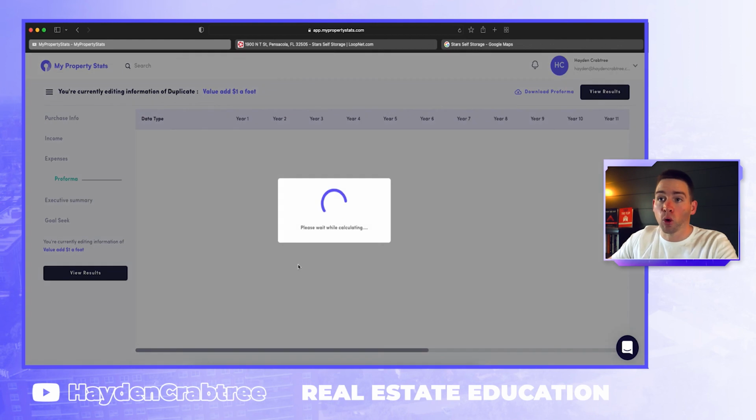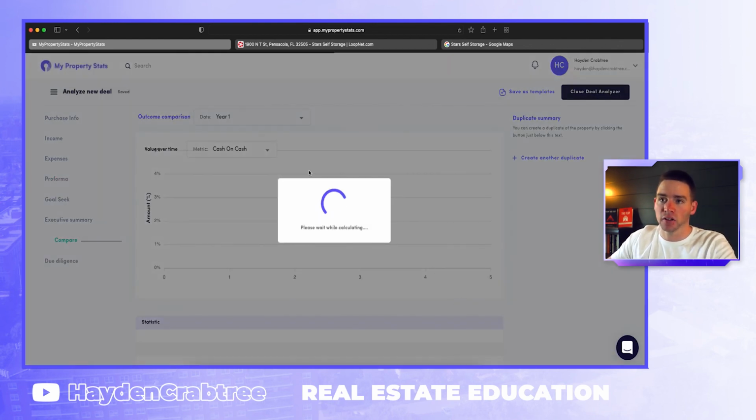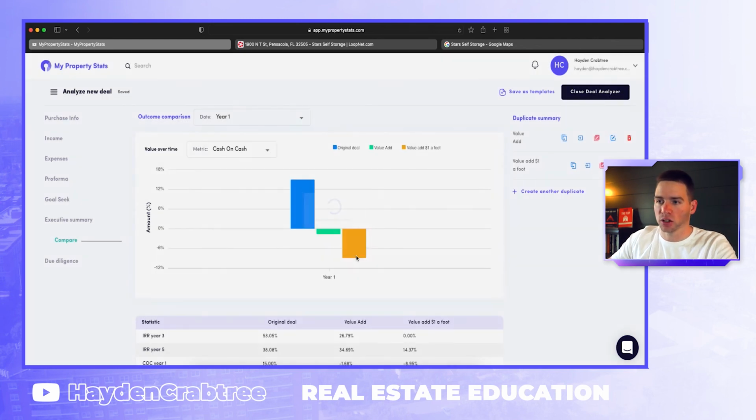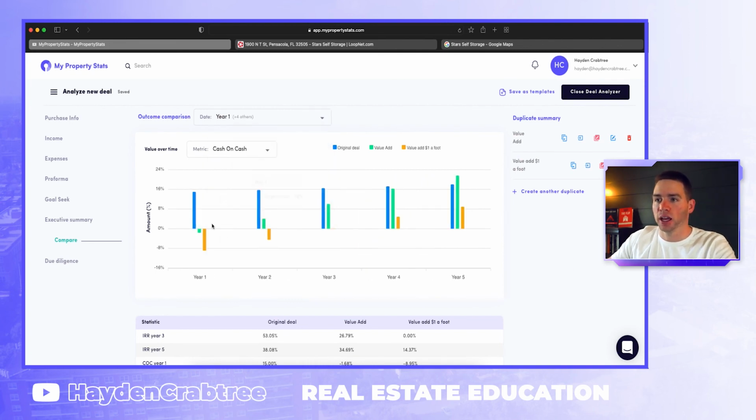We can come to our pro forma. We can view our pro forma. We can view our results, and we can see how these deals stack up. Again, we've got the original deal. We have the duplicate deal at the $1.29 a square foot, and we have the value add at $1 a square foot. And we can come through, analyze this over multiple years, and see how these stack up against each other and which is the best option.